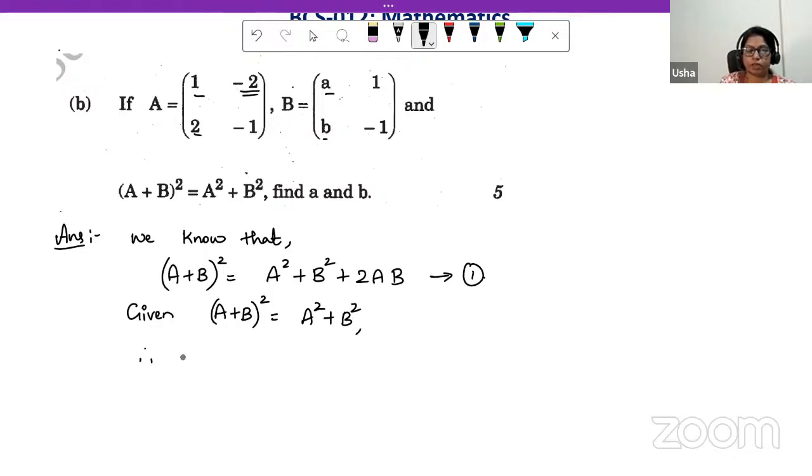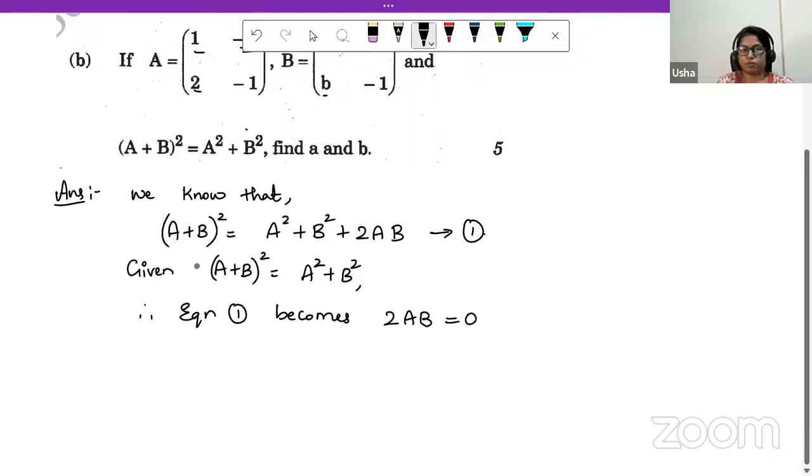Therefore, substituting this in equation 1, equation 1 becomes 2AB equals 0. Understood this, everyone? In place of (A plus B) whole square, you can substitute A square plus B square. Then it gets cancelled. You have 2AB equals 0. That implies AB equals 0.